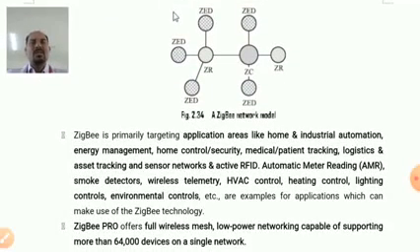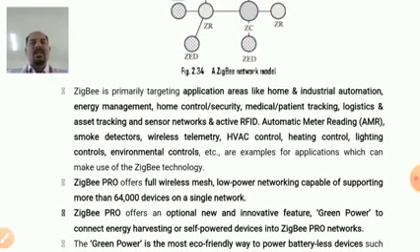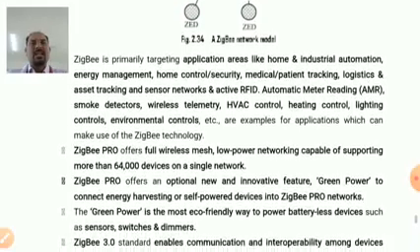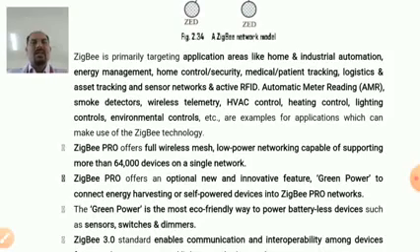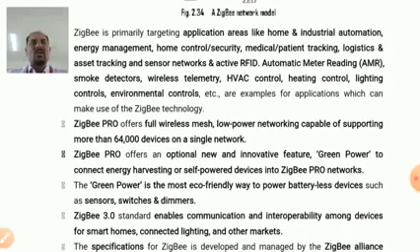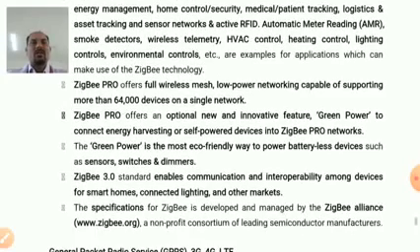Zigbee is used in application areas like home and industrial automation, energy management, home controller security, medical or patient tracking, logistics and asset tracking, sensor networks and active RFID, automatic meter reading, smoke detectors, wireless telemetry, HVAC control, heating control, lighting controls, and environmental controls.